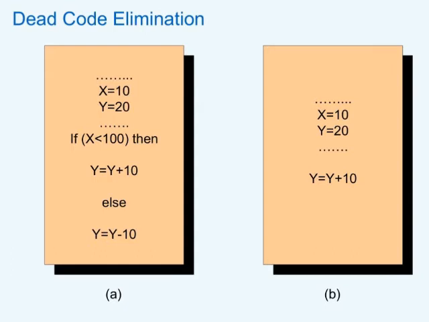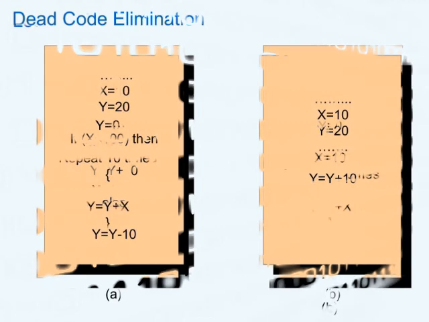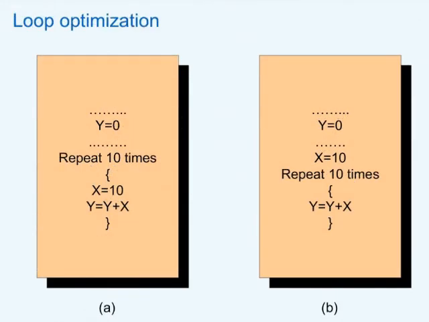Now if you look, x is always less than 100 here. So there is no way that this part of the code is going to be executed. So in this case, the code optimization phase will eliminate this code. So the output of this particular phase will become like this: x is equal to 10, y is equal to 20 and y is equal to y plus 10 only. So with this, the amount of code has reduced and the amount of space required for keeping that code has also reduced.